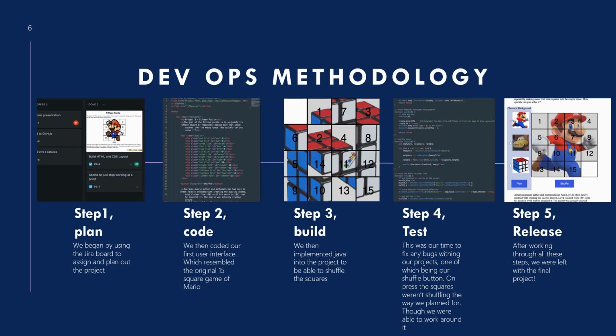For step 4 of the testing, we went through trying to fix as many bugs as possible inside of our project, of which we did have a few, and we all went back and went over them again and again. One of which was the shuffle button, which caused a lot of issues where whenever you tried to press a square, they weren't shuffling like we planned for. Though we, again, were able to fix those.